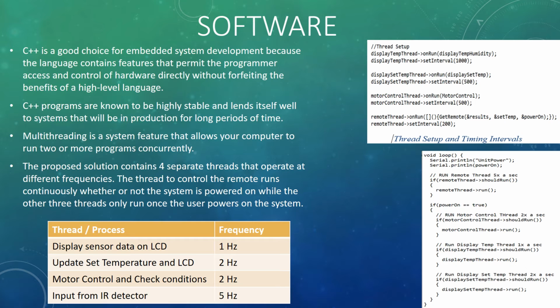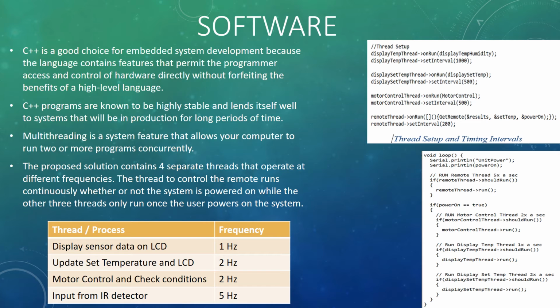The thread to display sensor data on the LCD runs at 1 Hz. The thread to update the set temperature and display it on the LCD runs at 2 Hz, or 2 times per second. The motor control and the logic to check whether the motor should be on or off runs at 2 Hz. And the thread to get input from the remote, or the IR detector, runs at 5 Hz.